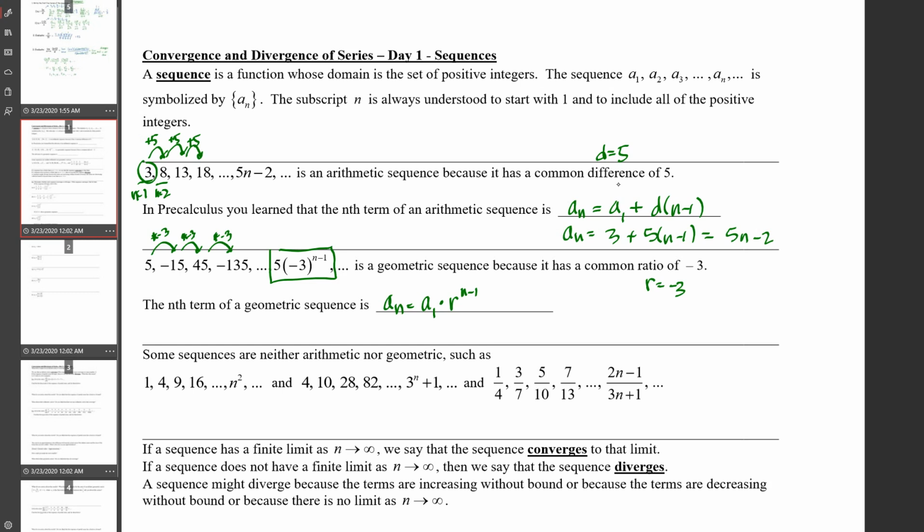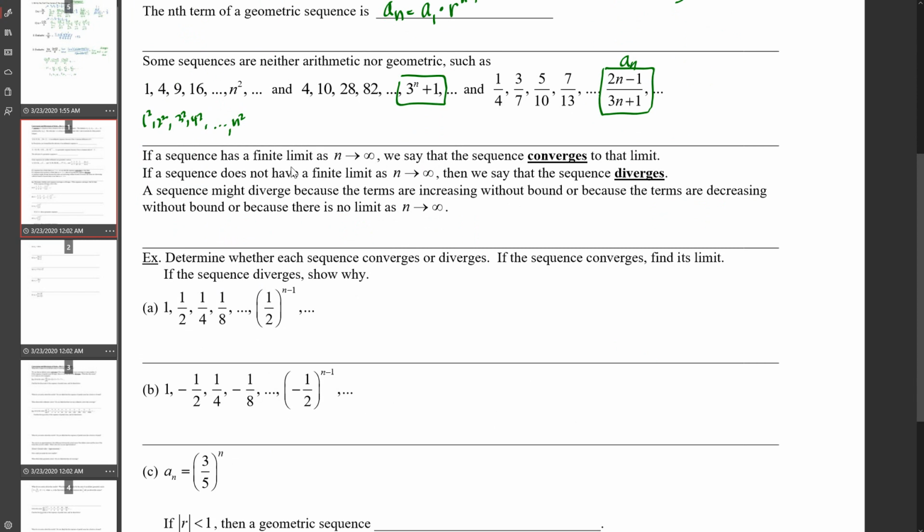Now, some sequences are neither arithmetic nor geometric. So if you look at this sequence here, this is just 1 squared, 2 squared, 3 squared, 4 squared, and so on. So this is neither arithmetic nor geometric. Sequences don't have to be arithmetic or geometric. They can just have some sort of pattern. This formula here, 3n plus 1, is not geometric or arithmetic. And this formula here, a sub n equals 2n minus 1 over 3n plus 1, is neither arithmetic nor geometric. So sequences do not have to be arithmetic or geometric. They can be other things. All right.